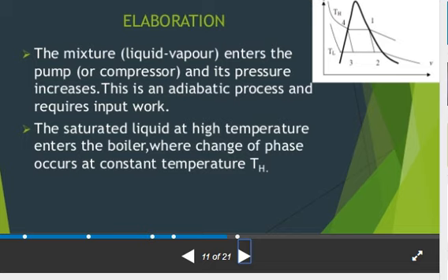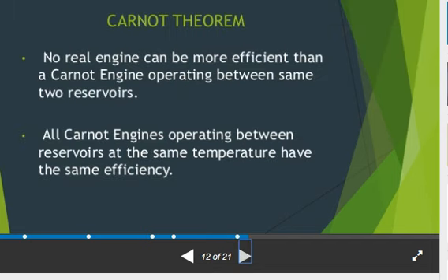Then next, the mixture of liquid and vapor enters the pump, that is the compressor, and its pressure increases. This is an adiabatic process and requires input work. The saturated liquid at high temperature enters the boiler, where change of phase occurs at constant temperature TH.